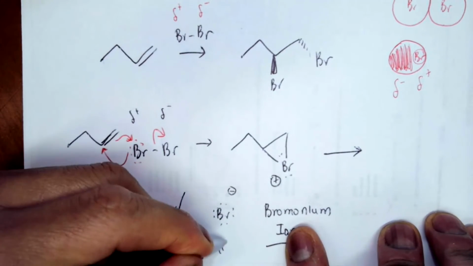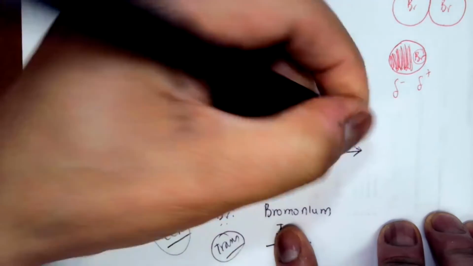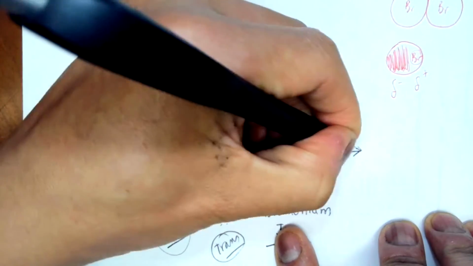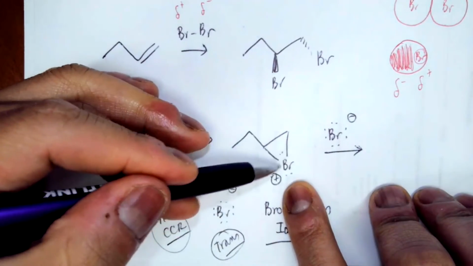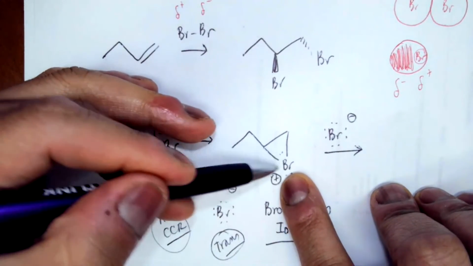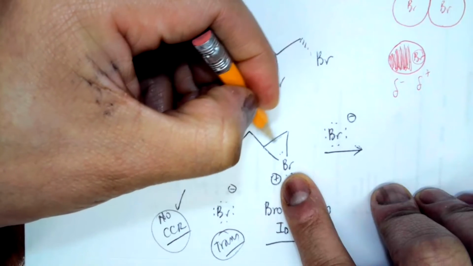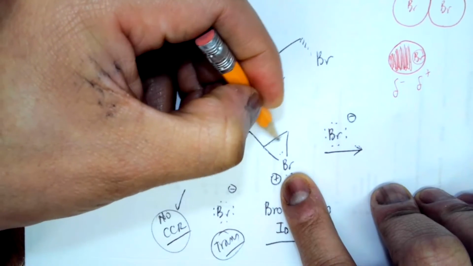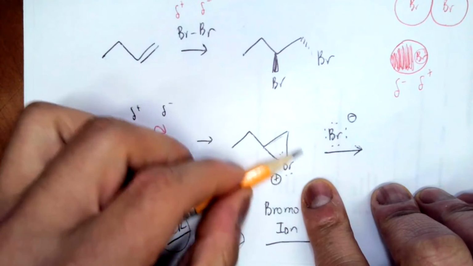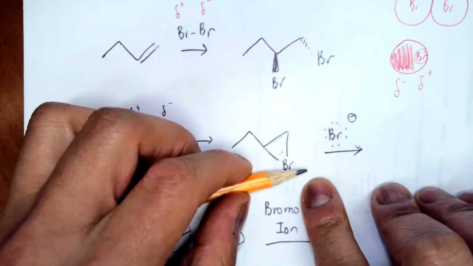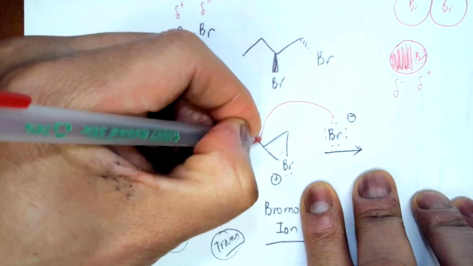Now, what explains that you have a trans product, or anti-addition? Because the bromide has to do the nucleophilic attack. But now what happened with this bromine? This bromine is covering one side of the alkene, right? The alkene used to be right here, on this side. So the bromonium covers one side of the alkene. That means that the bromide has to attack from the opposite side.